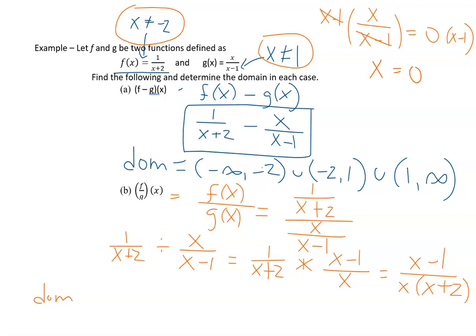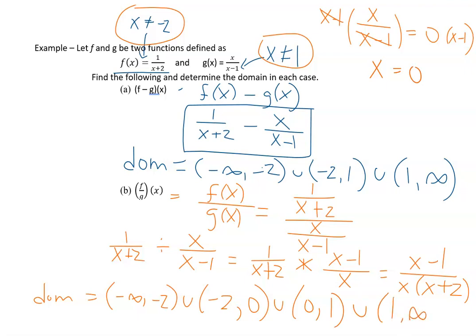So this is going to require several intervals. The first one, we always start at -infinity. We go to the smallest value, which is -2. Union with, start at -2, go to the next smallest value to exclude, which is 0 in this case. Unioned, start at 0, go to our next value to exclude, which is 1, and then from 1 to infinity. So our domain in this case would be all real numbers except -2, 0, and 1.